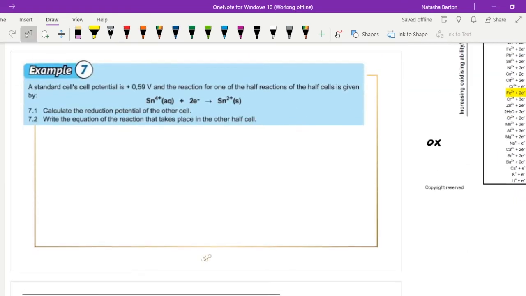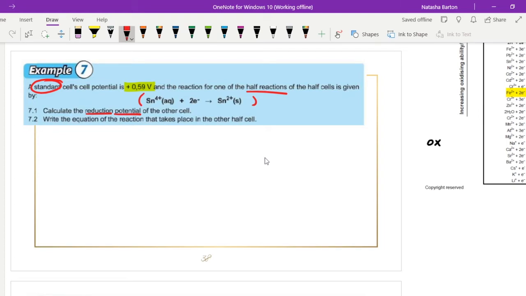On to example 7, they say a standard cell potential is positive 0.59. When they say a standard cell, they just mean at standard conditions: temperature, pressure, and concentration. And one of the half reactions is given by this. Calculate the reduction potential of the other cell.